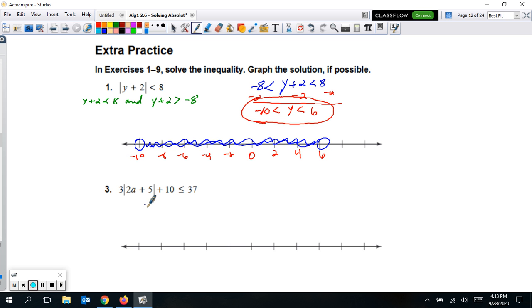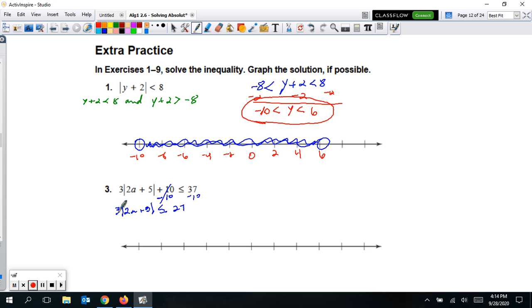All right, number 3. We're going to skip 2 and come back to it in a little bit, because 3 is another connected one. However, 3 does not have the absolute value by itself, so we want to get the absolute value by itself. I need to undo the things on the outside. I have a 3 multiplying in front and a 10 adding in the back. You always want to get rid of the adding or subtracting first. So we start by subtracting 10 from both sides of this inequality, canceling those. Now we have 3 times the absolute value of 2a plus 5, less than or equal to 37 minus 10, which is 27.